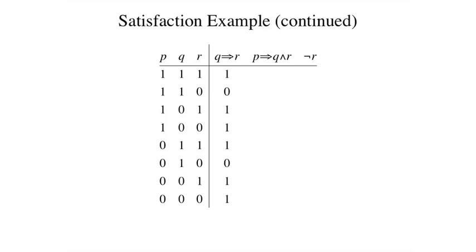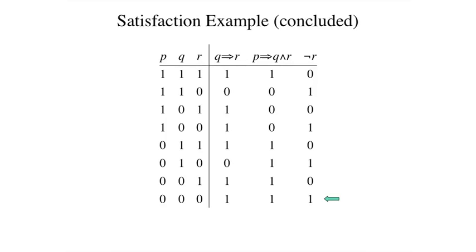Next, we evaluate the first sentence in our set, Q implies R, for each of the truth assignments in the table. Here we assign false to every row in which Q is true and R is false, and we assign true to the remaining rows. Next, we evaluate the sentence P implies Q and R for each row. Here we assign false to every row in which P is true and either Q or R is false. Finally, we assign false to every row that does not satisfy not R. That is, we assign false to every row in which R is true.